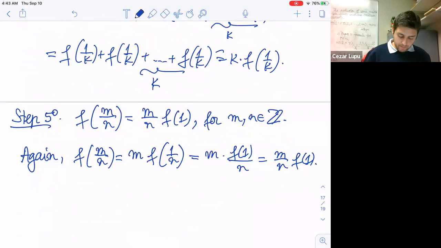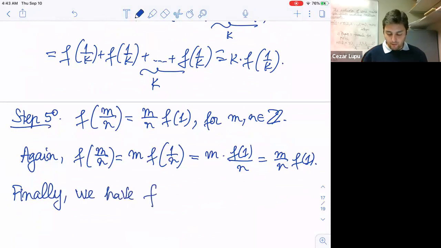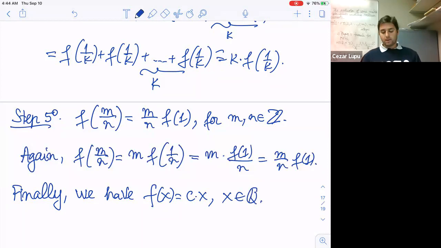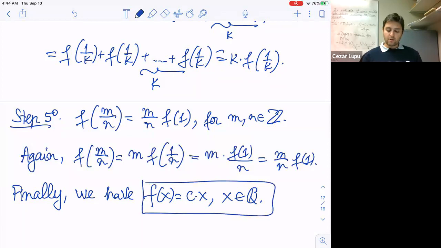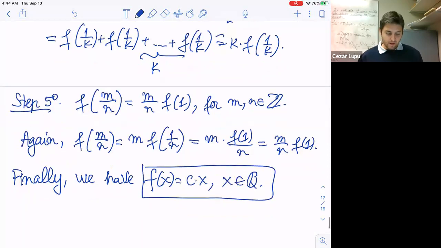So in conclusion, it follows that f of x is nothing else than just a constant, let me put it, c times x, for x in Q. These are the functions we're looking for, and you can easily check them. So the solutions to the Cauchy functional equation are these functions, and this constant c is actually f of 1.